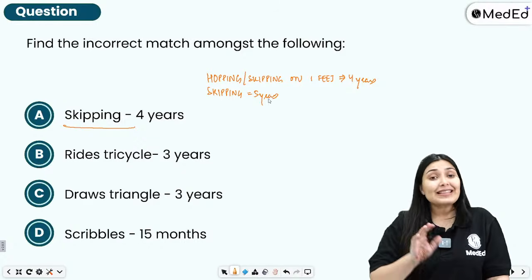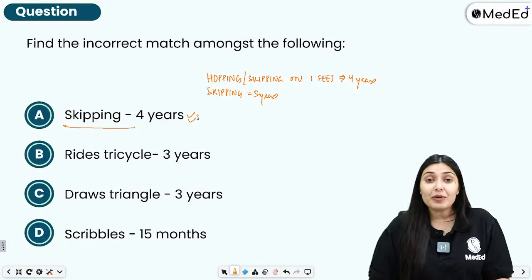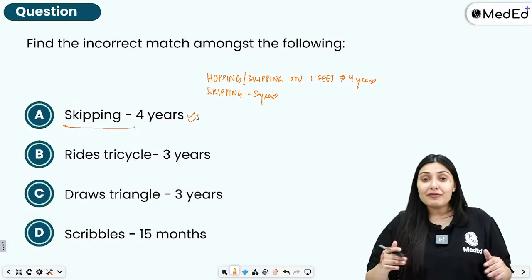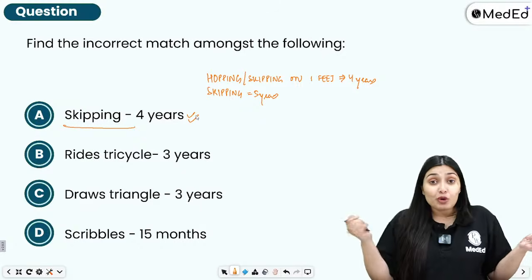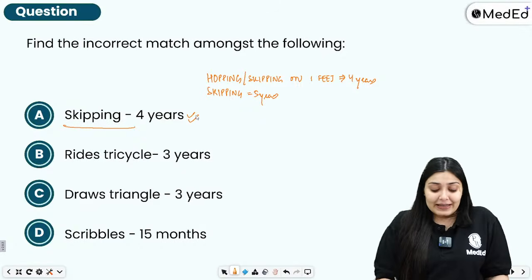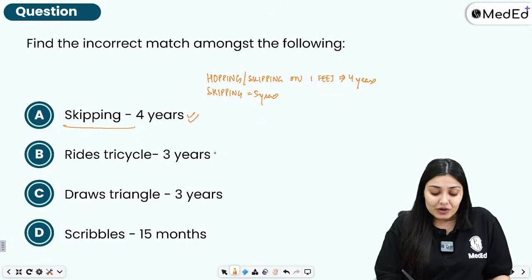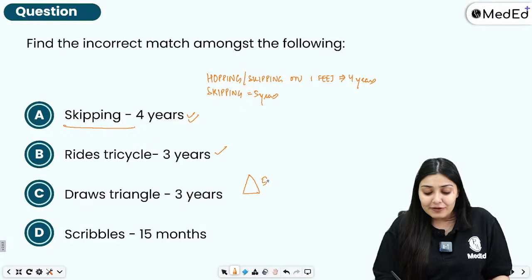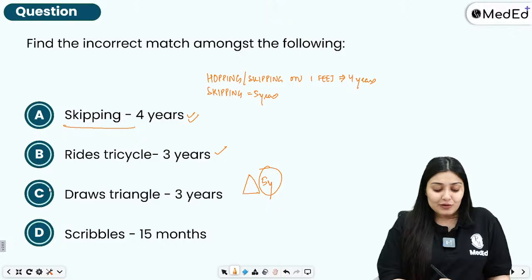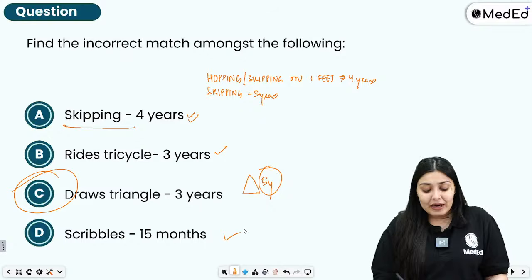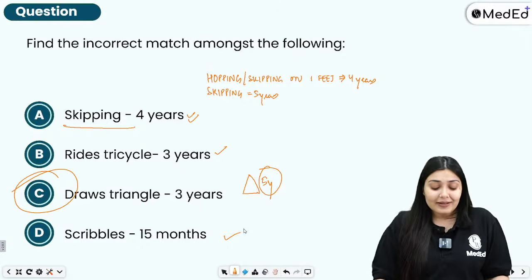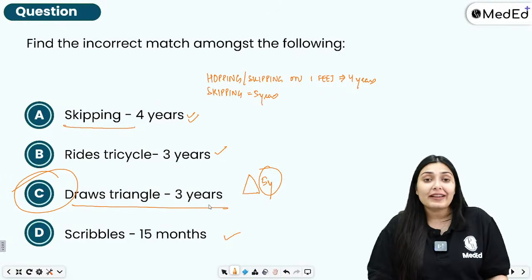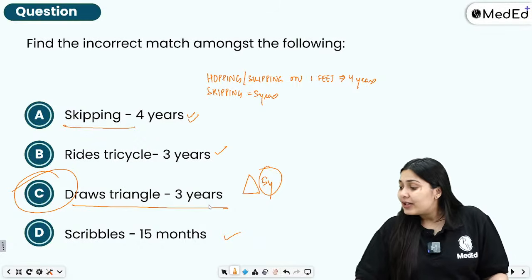So they're asking about skipping, this is correct only, right? Because at 4 years of age, a child can skip on 1 foot. And after that, at 5 years, skipping on 2 feet can be done, the rope skipping, right? Riding tricycle comes at 3 years. Drawing of a triangle comes at 5 years of age, right? So this is incorrect. Scribbling comes at 15 months. So the incorrect match here is the drawing of a triangle at 3 years of age, right?